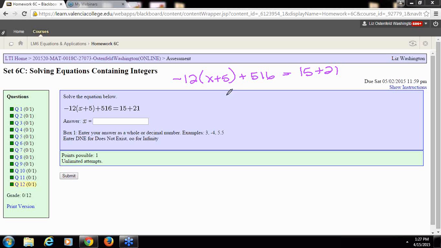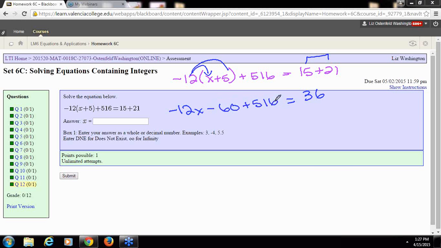And again, your job is to get the variable all by itself. So we're going to have to distribute, combine like terms, and use our properties of equalities to finish this problem. First, I'm going to combine these two, 15 plus 21, to get 36, because I want to simplify each side of the equation as much as possible, combining like terms. And I can't combine like terms until I distribute on the left-hand side. So I'm going to get -12x, and then 12 times 5 is 60. So I'm going to get a negative 60 plus 516.